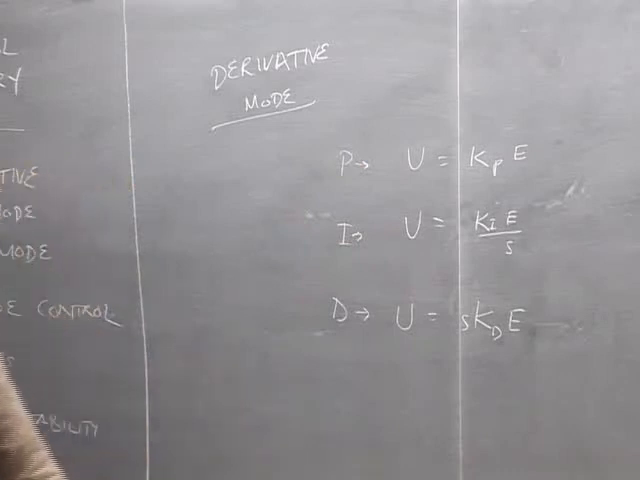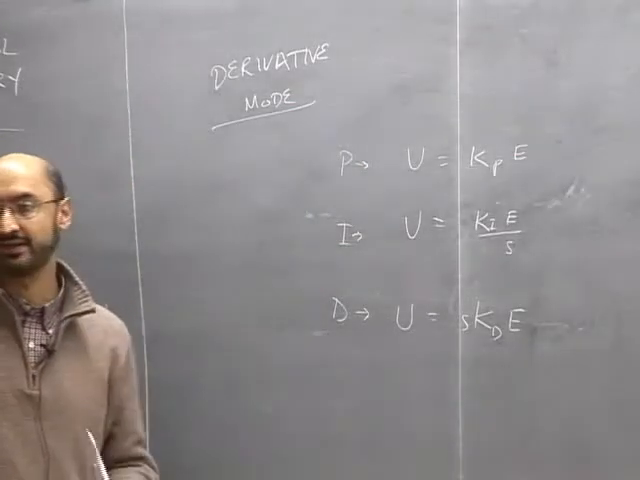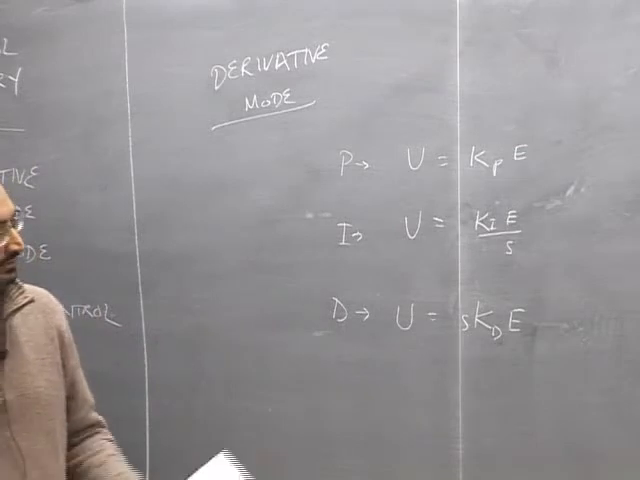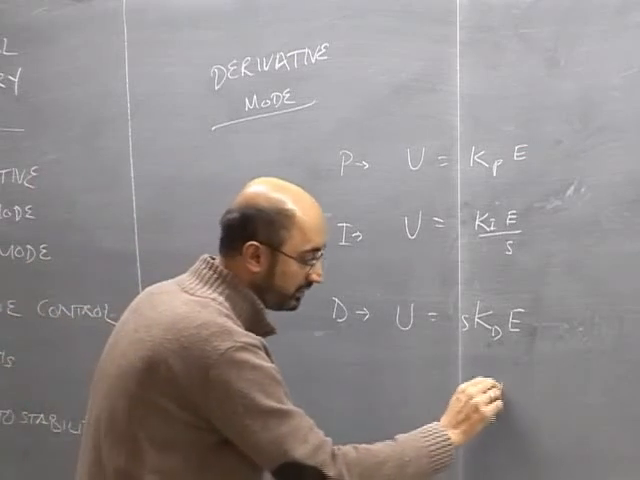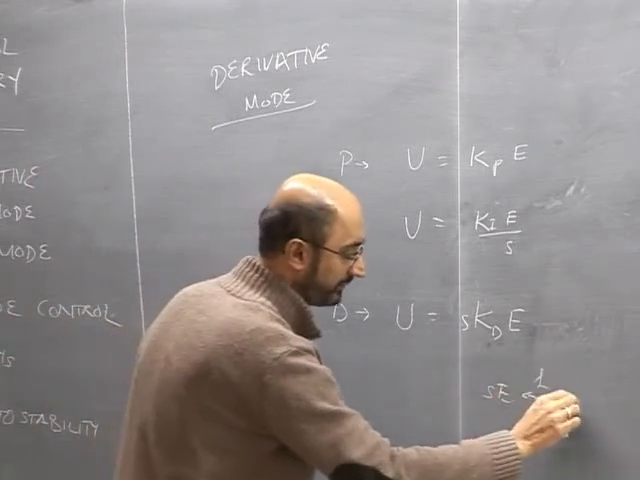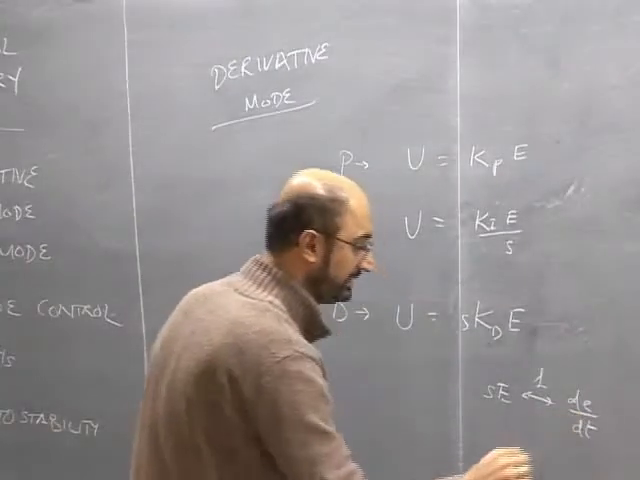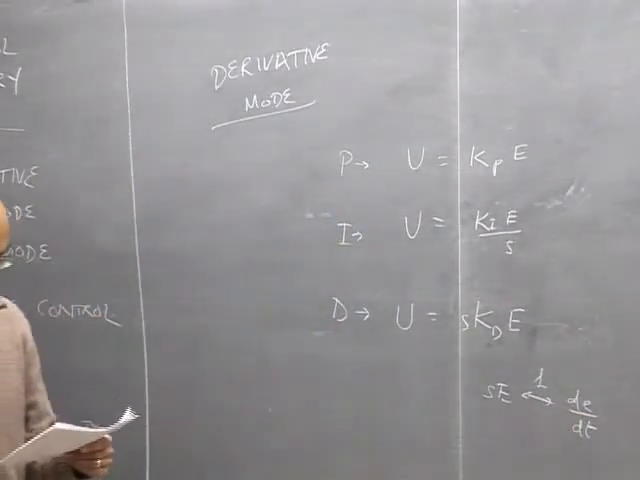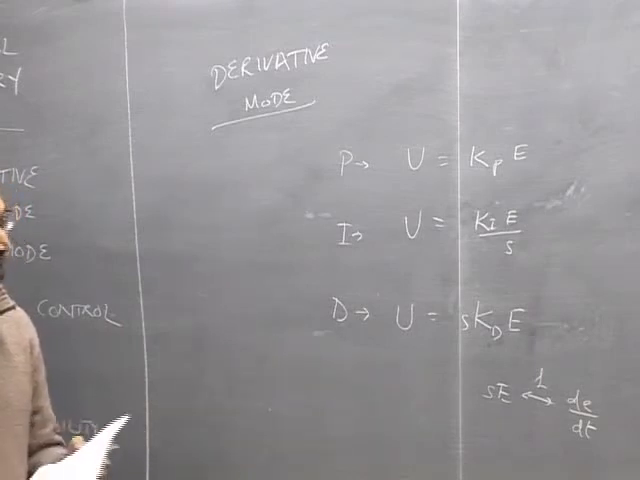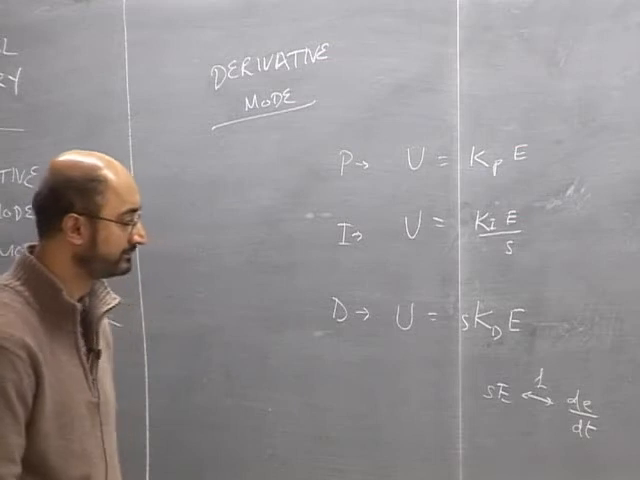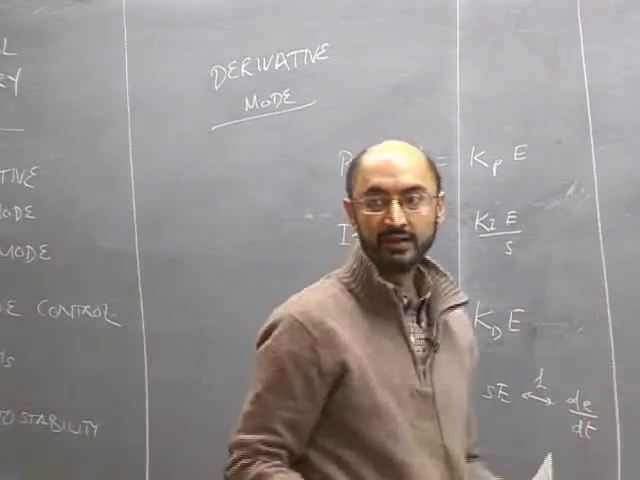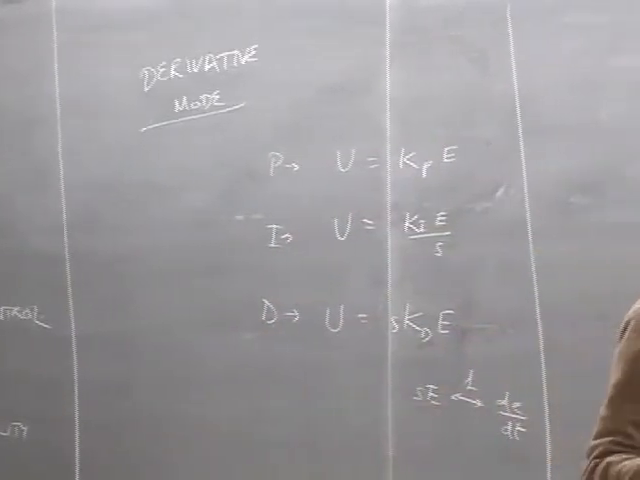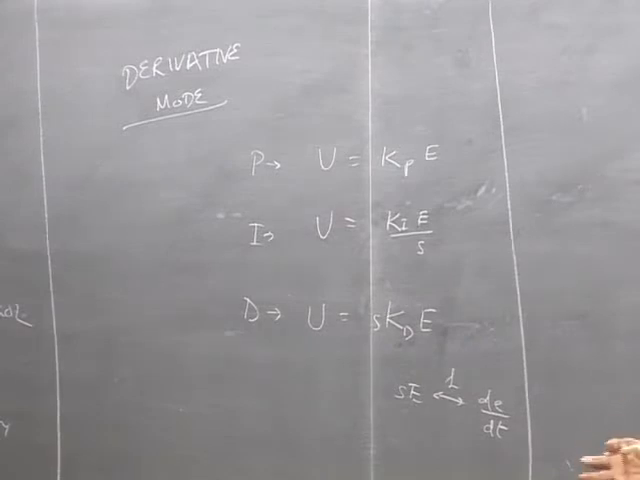In the D mode, we are going to see the control in the form S Kd E. Or maybe you can think of it as Kd times S E, where S E corresponds to the Laplace transform of dE by dt. In the notes I made a mistake. I said dE by ds. It's actually dE by dt. Okay. So the derivative mode control is basically saying that the control action must depend not only on the magnitude of the error, but on the rate at which it's increasing or decreasing.